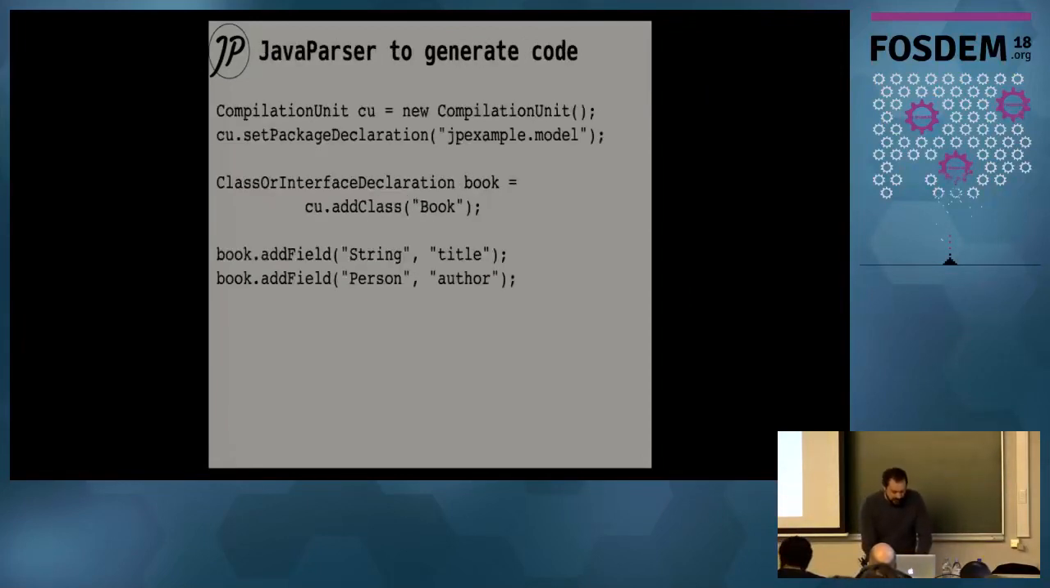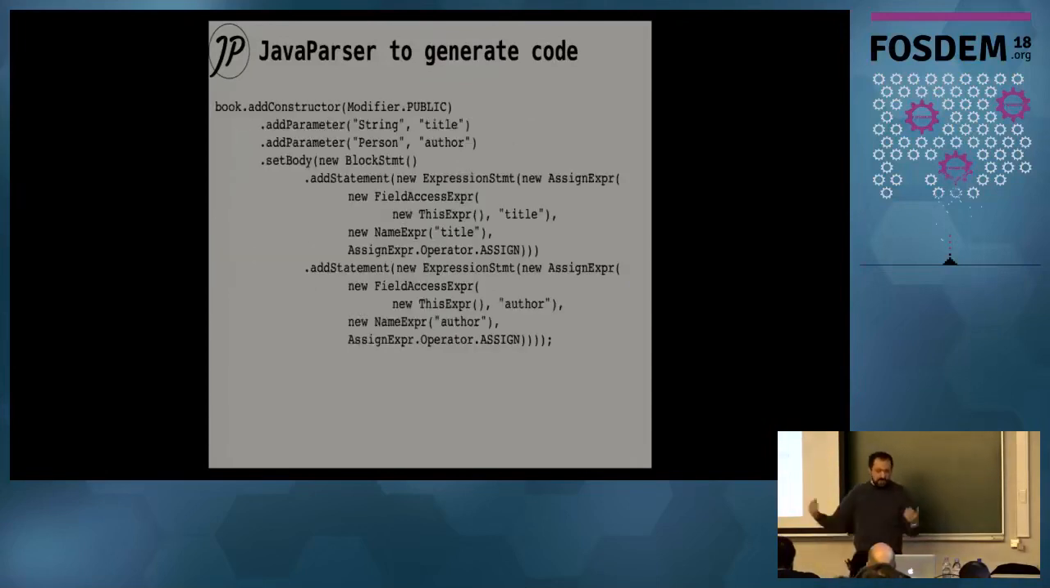Java code. The way you can use JavaParser for this goal is pretty simple. You create a compilation unit that represents an entire file. You set the package declaration. Then, for example, you create a class inside this file. You add a couple of fields to this class. Then if you want to add a constructor, you have to specify it's public, takes a couple of parameters, and then basically you assign these parameters to the corresponding fields. So it's pretty easy. Maybe a bit long to write, but pretty easy.